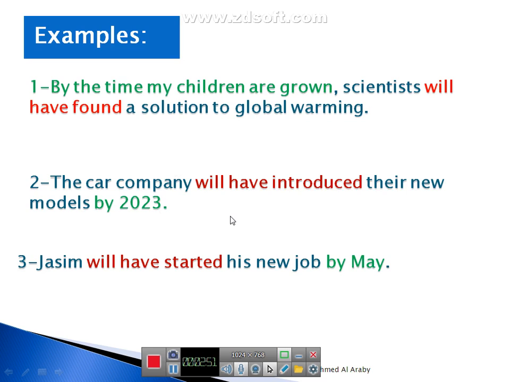As you see here, the future perfect consists of will have plus past participle. Will have found, will have introduced, will have started. This tense refers to an action that will be completed before a second event in the future, like my children are grown, or before a specific time in the future. This specific time here is 2023, May, and so on.